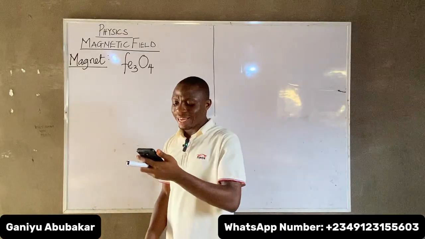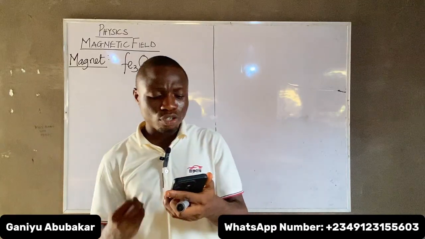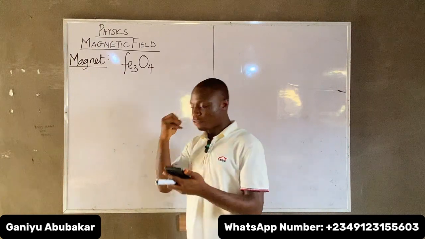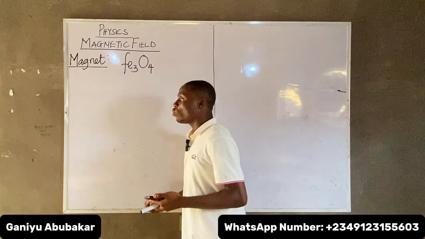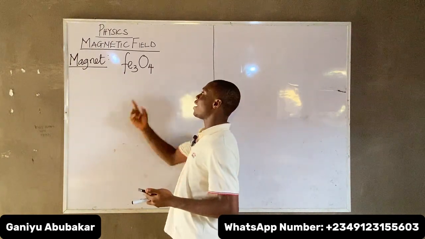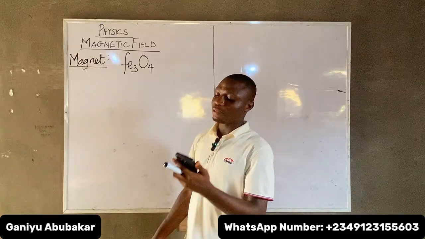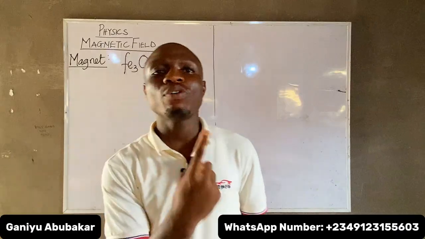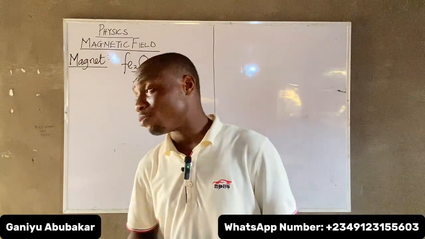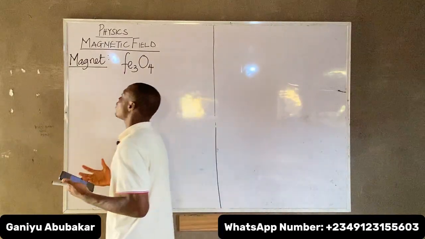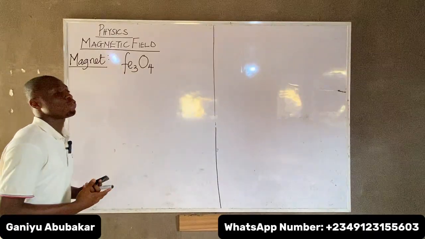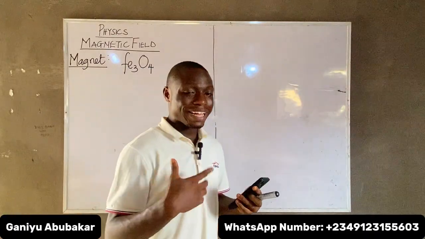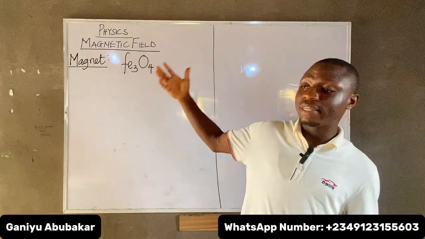So we said a magnet is an object that produces a magnetic field. Its chemical formula is given by Fe3O4. This means Fe is iron, so I need three atoms of iron and four atoms of oxygen. This stuff combines together to form a magnet. I hope that's good now. This is how you define magnet.